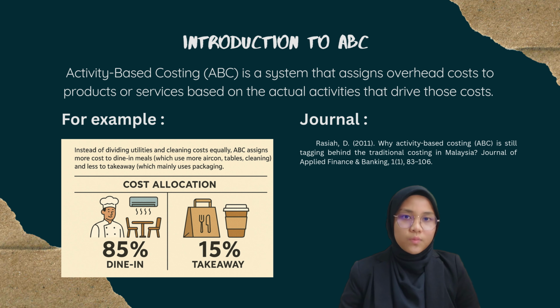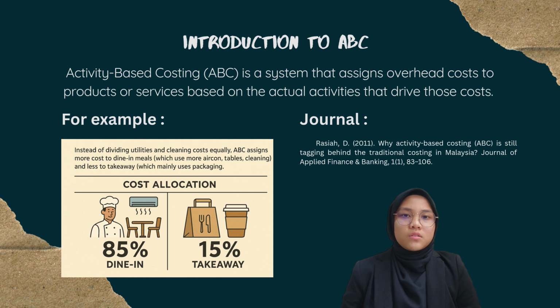So what is ABC? ABC is a system that helps businesses find the true cost of making a product or giving a service. It works by looking at what activities are needed and how much each of those activities costs. Then it divides the cost to the product or service based on how much they use those activities.